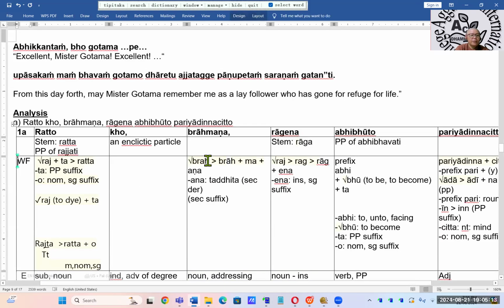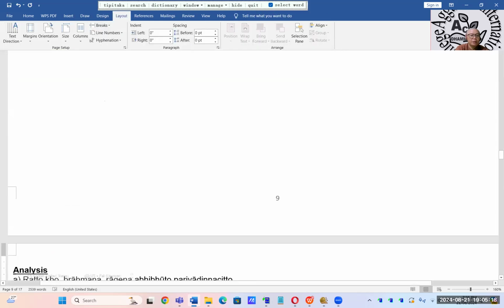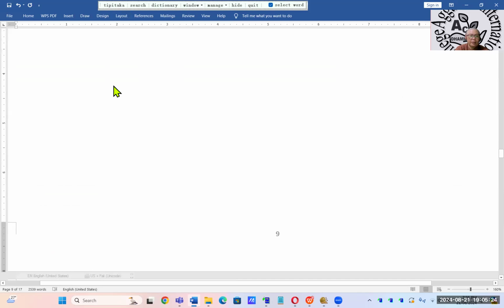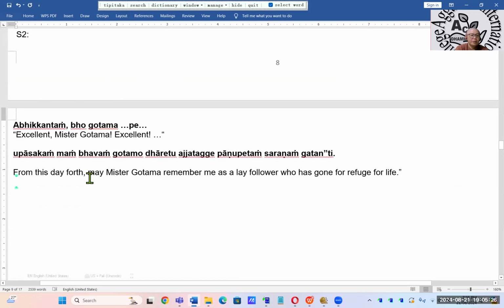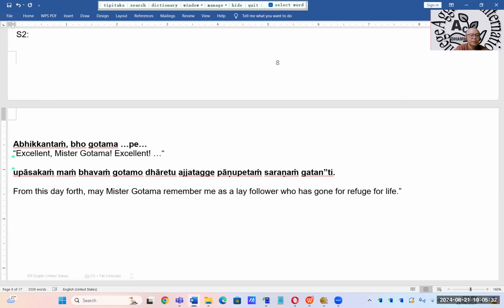Then after that, we follow with this. Okay, now the ending part. When we say the sutta is good in the beginning, middle, and end, this is the ending part. All right. Abhikatam bo gotama, so excellent. And pe, because this sentence is repeated many times in the Tipitaka, so this sutta does not show it all. Then we start from here. Upasakam mam bawam gotamo daretu ajatage panupetam saranam gatanti.